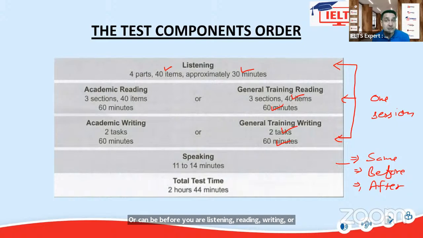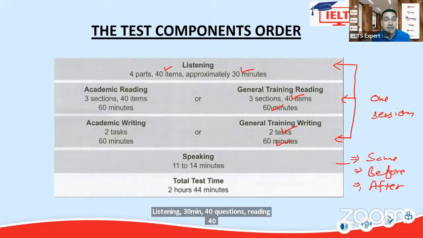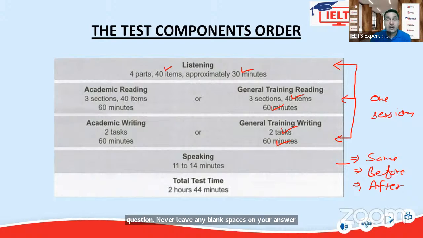Listening, 30 minutes, 40 questions. Reading, 40 questions, 60 minutes time. No negative marking. So please make sure that you attempt each and every question. Never leave any blank spaces on your answer sheet. Writing section, 2 tasks and 60 minutes time.